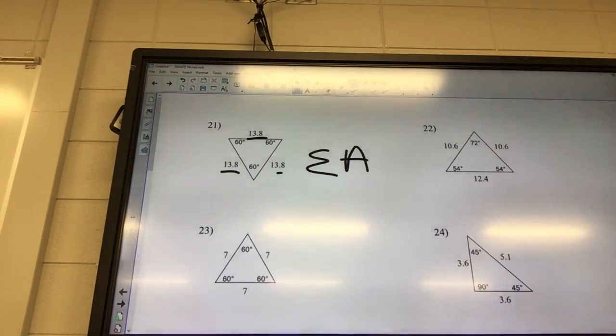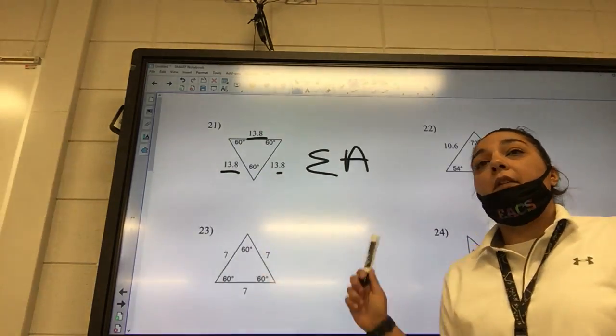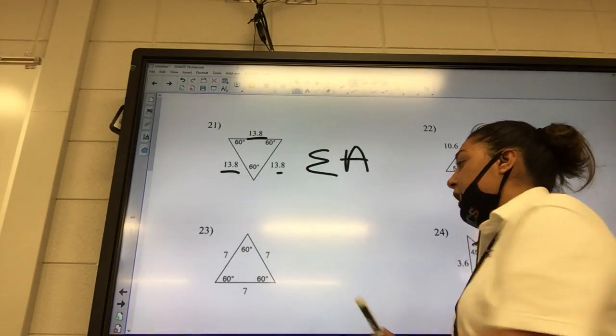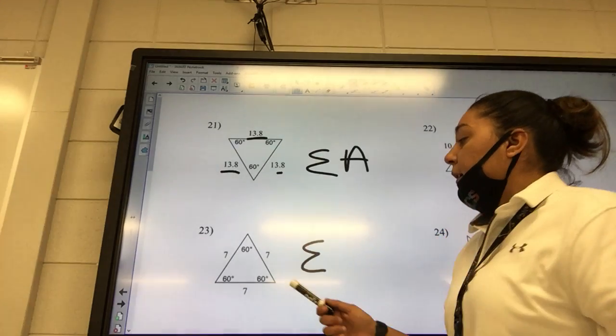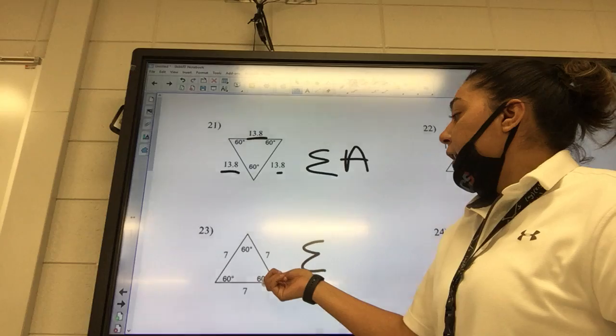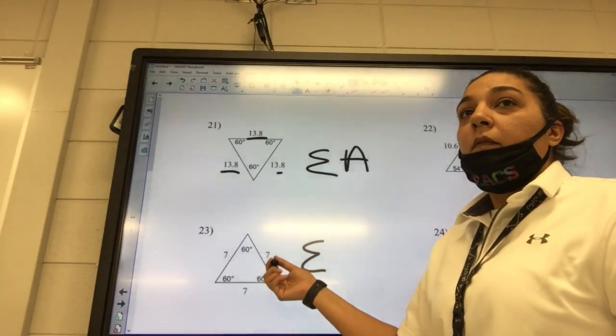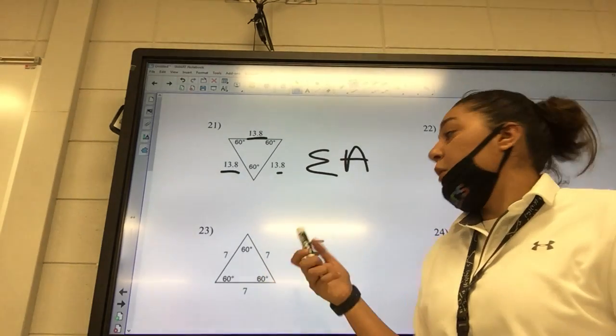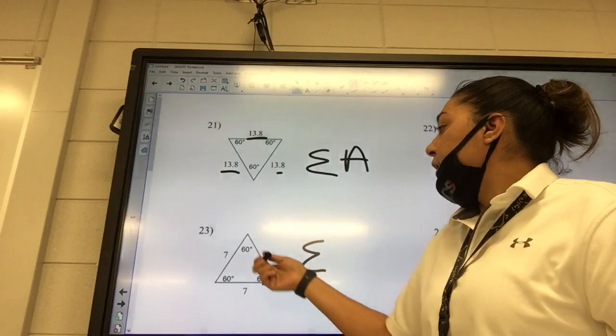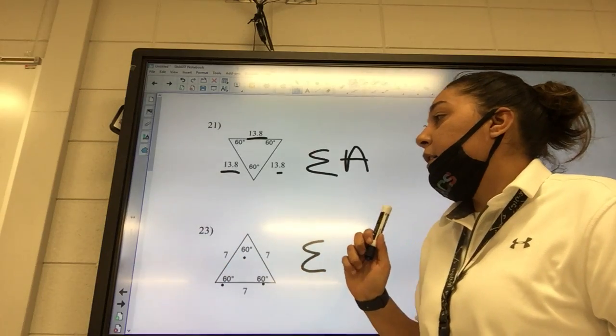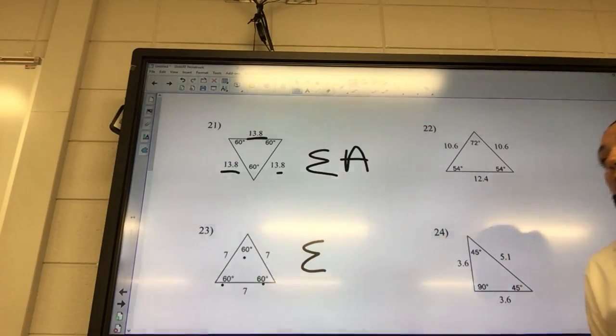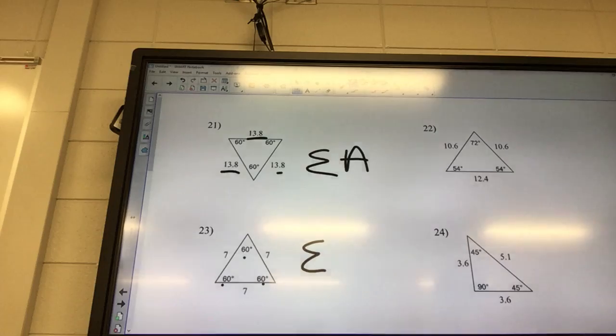Okay, 23. My sides are 7, 7, and 7. It's got to be an equilateral. We can't guess anymore because now we have actual numbers in there. So it's 60, 60, and 60 on the inside. So the biggest one is that an obtuse, right, or acute? Acute.